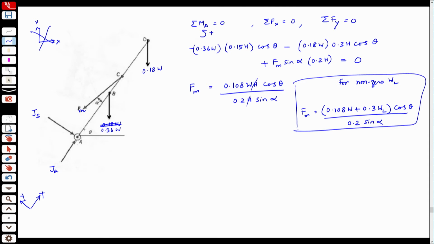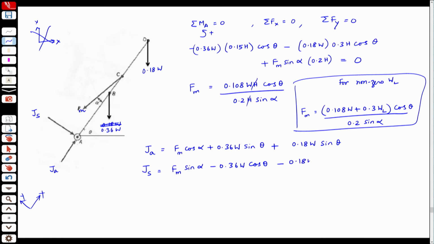So now, if I take sigma FX equal to 0, then I get JA equal to FM cos alpha plus 0.36 W sin theta, and I get JS equal to 0.36 W cos theta. Okay. So now I can plot.